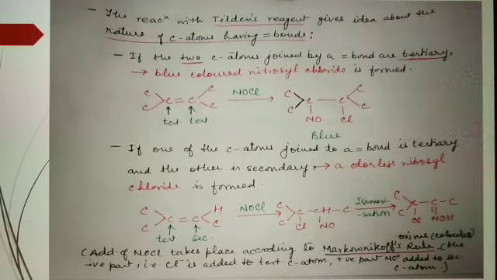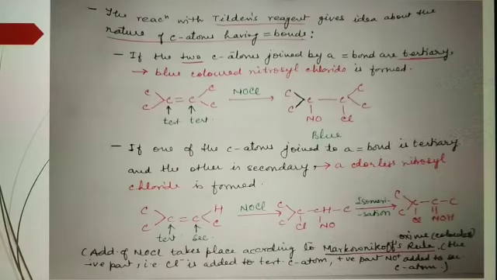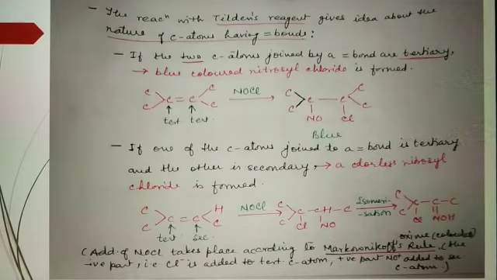Here we should remember one thing, that the addition of Tilden's reagent or NOCl takes place according to Markovnikov's rule. What is Markovnikov's rule? The negative part, that is Cl, is added to the tertiary carbon atom, and the positive part, that is NO+, is added to the secondary carbon atom.